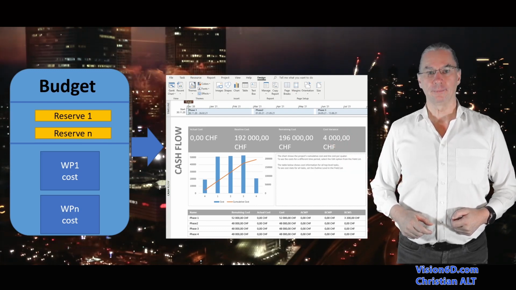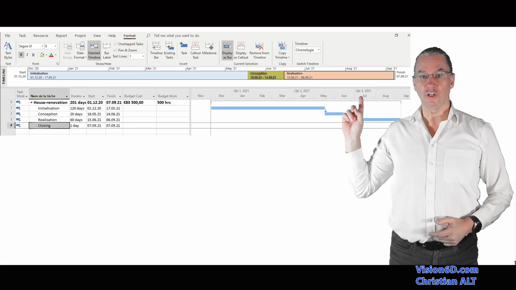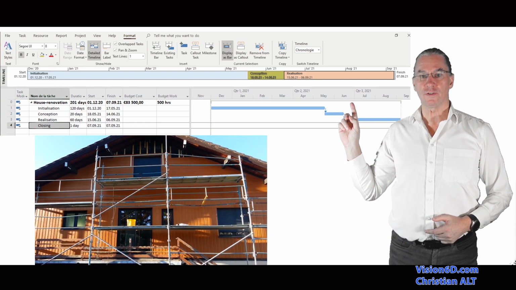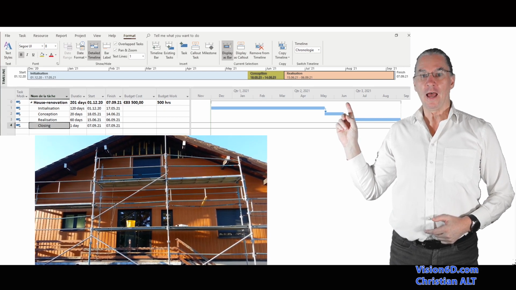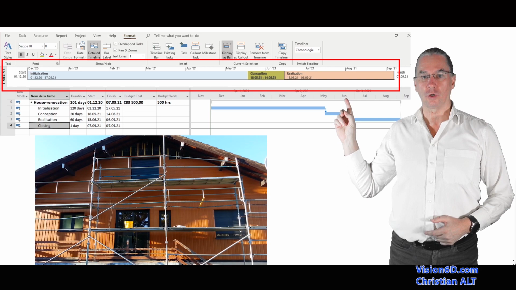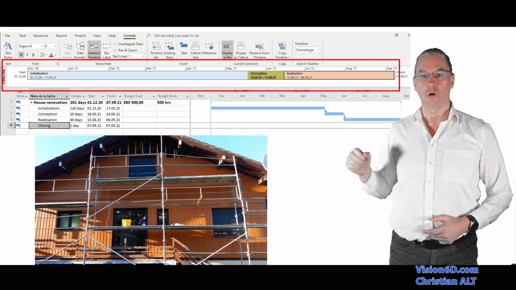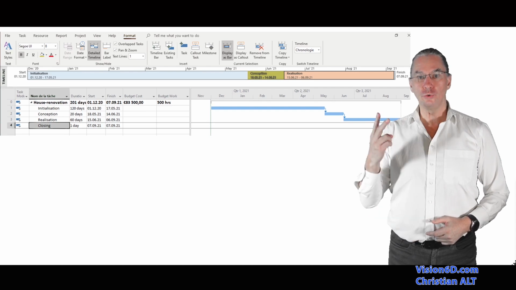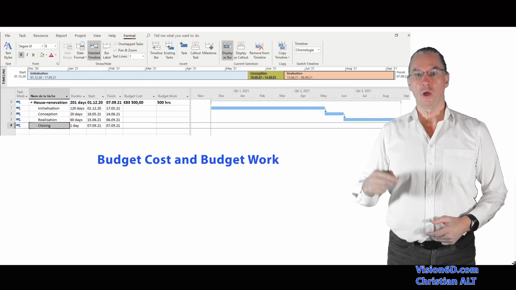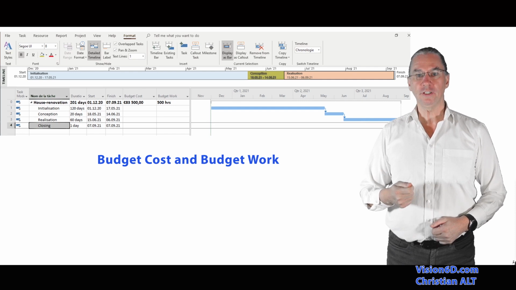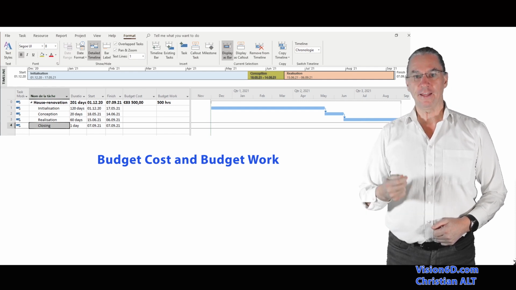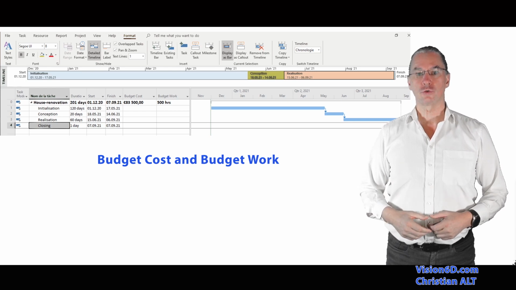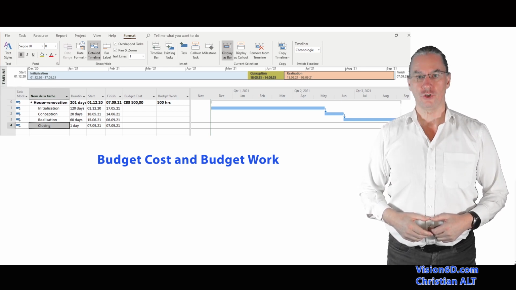Behind me here up, you see the representation of a project which is the renovation of a house. On the upper part, you see the chronology, how it will evolve during time. Concerning the budget, there are two important components. One is the cost, really the money that is involved. And the second component is work, how much labor has to be involved into this project.